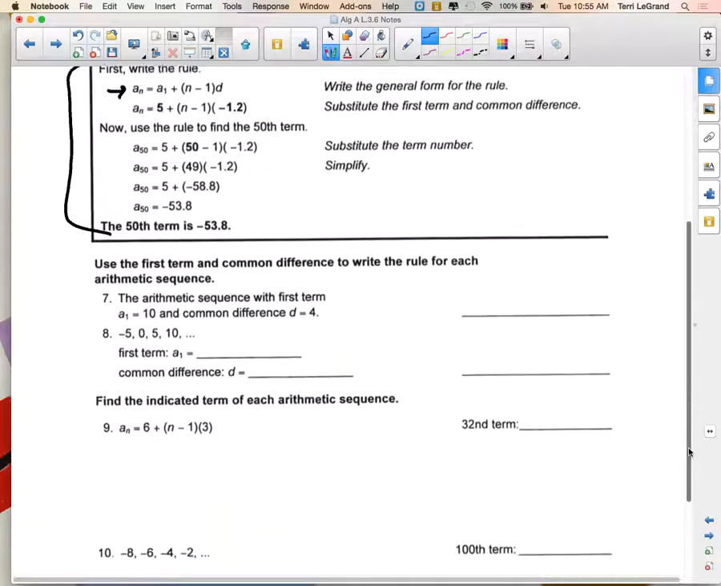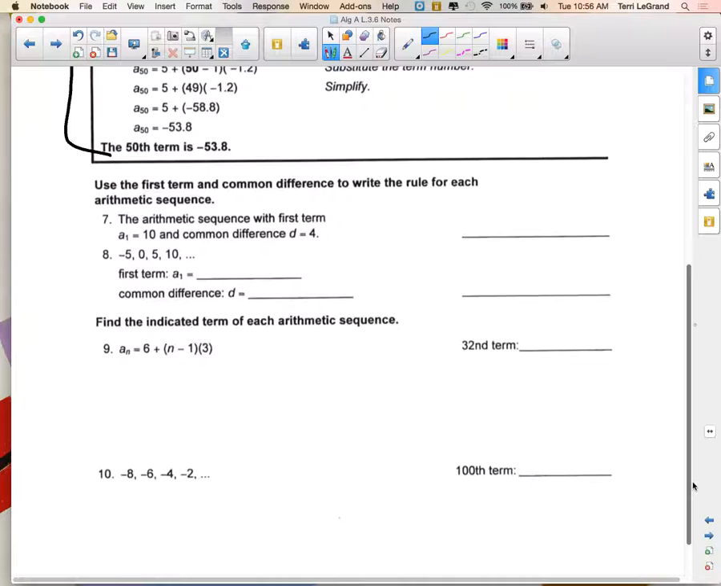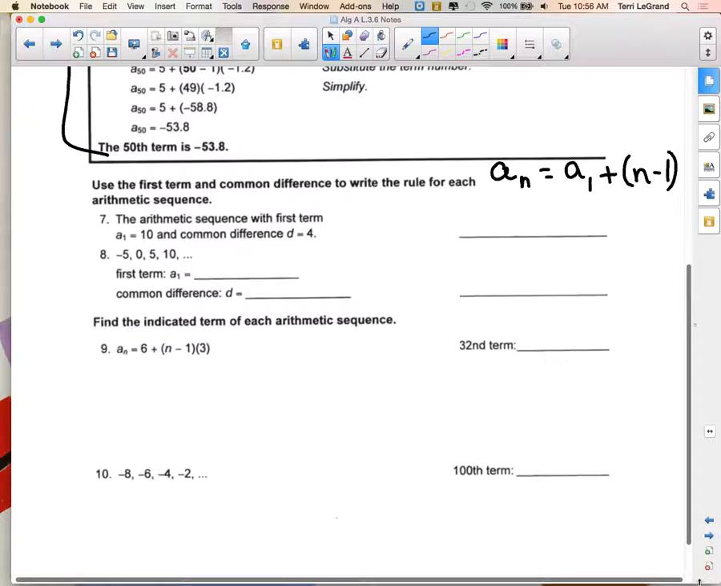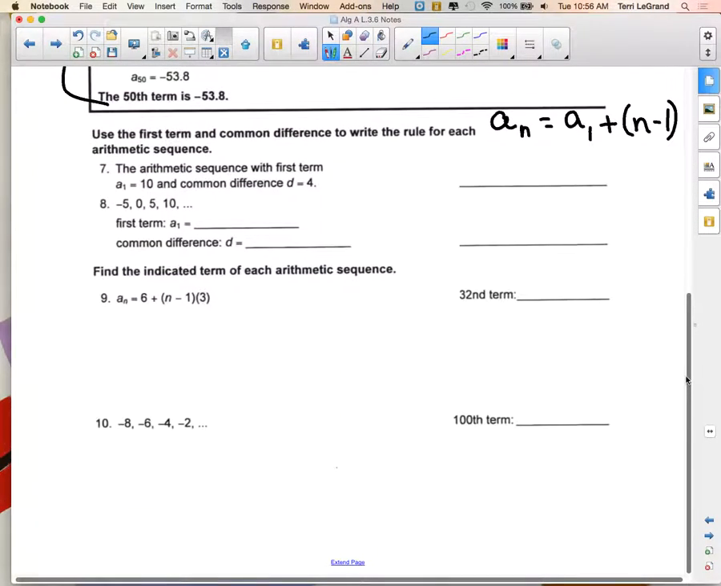Let's go down and practice number 7 here. Use the first term and the common difference to write the rule for each arithmetic sequence. So number 7. You know what? Let's write our formula right here. A sub n equals a sub 1, plus, in parentheses, n minus 1, and that is going to get multiplied by the d.